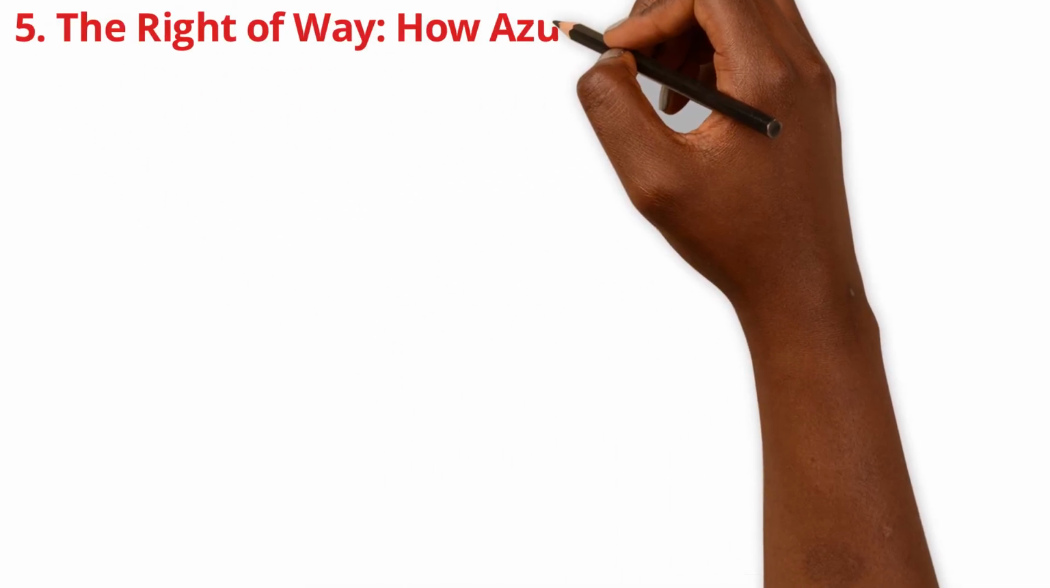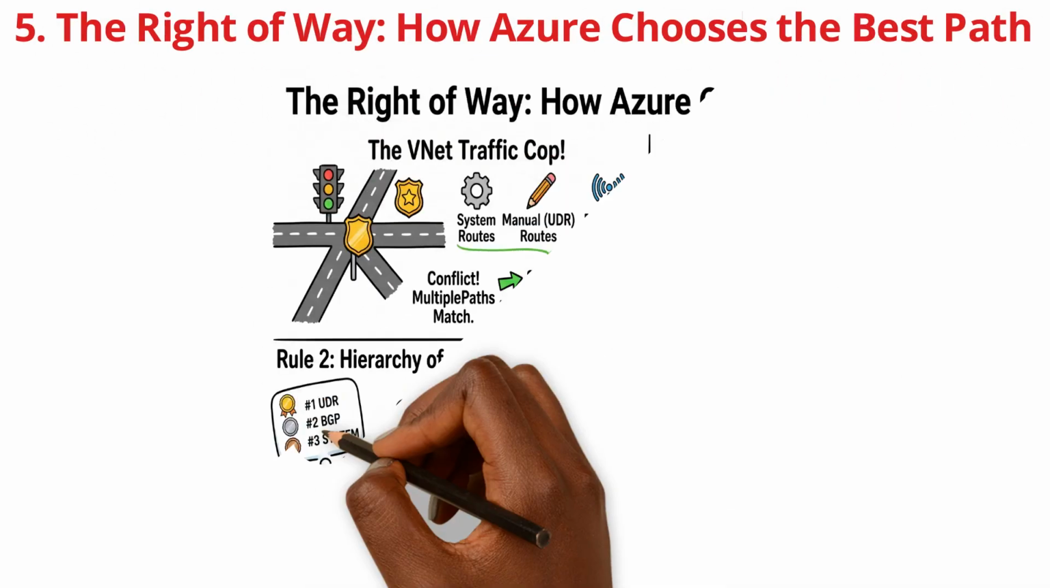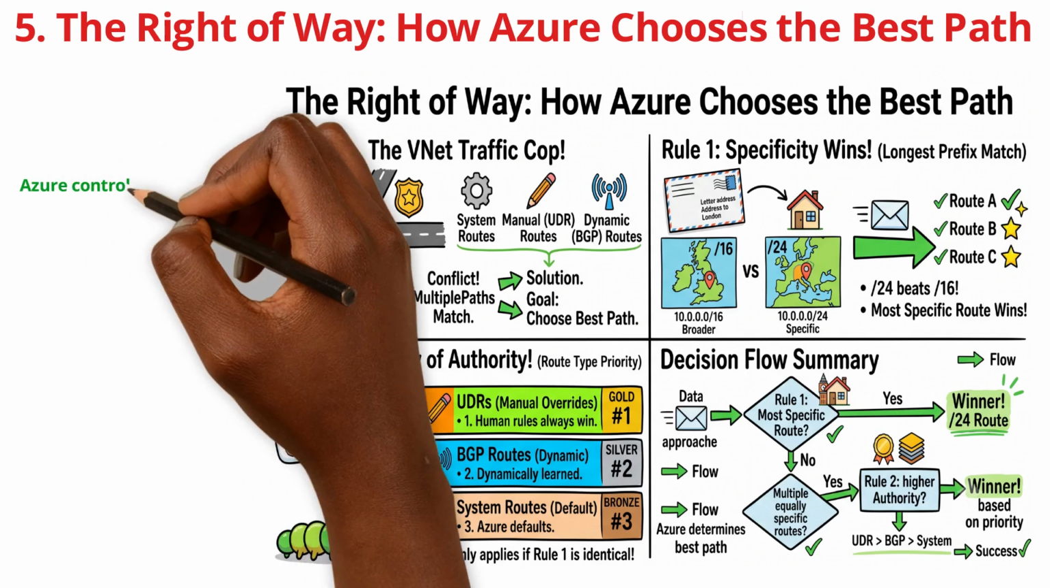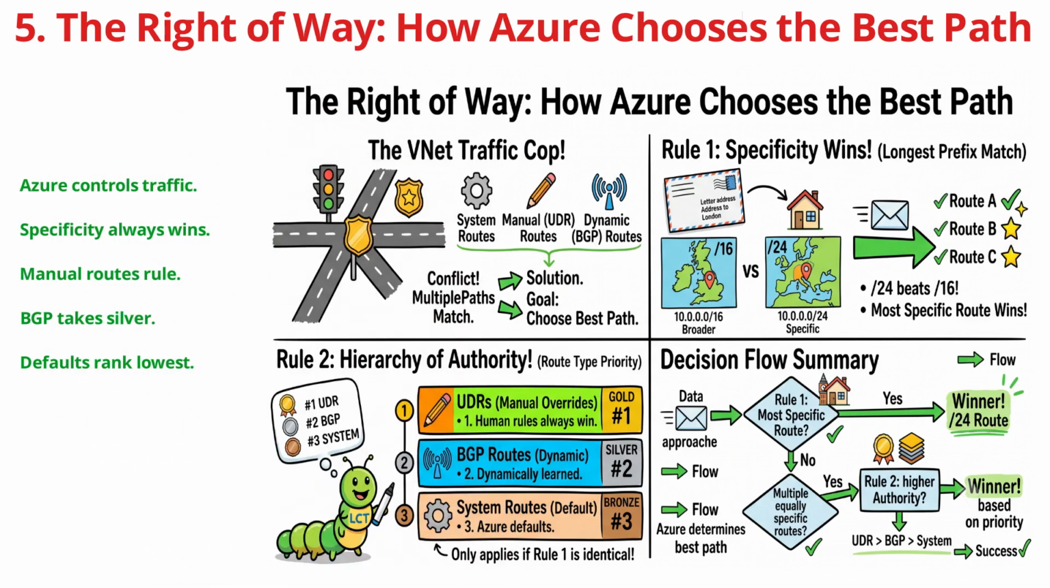When multiple routes point to the exact same destination, Azure acts as the ultimate traffic cop. It resolves route conflicts using 2 unbending rules. First, specificity wins. Under the longest prefix match rule, the narrowest and most specific network path is always chosen. But what if 2 competing routes are equally specific? Azure applies a strict hierarchy of authority. Human-made user-defined routes take the gold, dynamic BGP routes take silver, and default system routes settle for bronze.